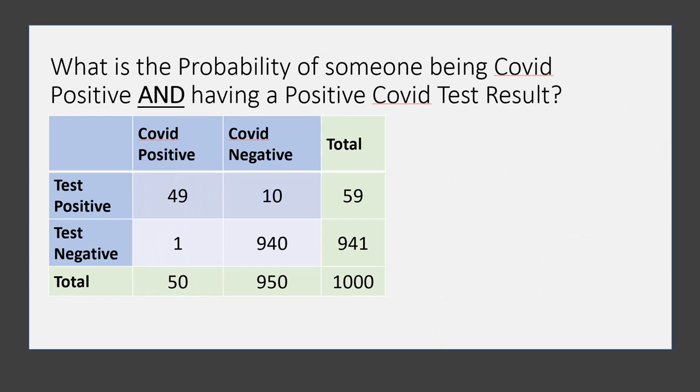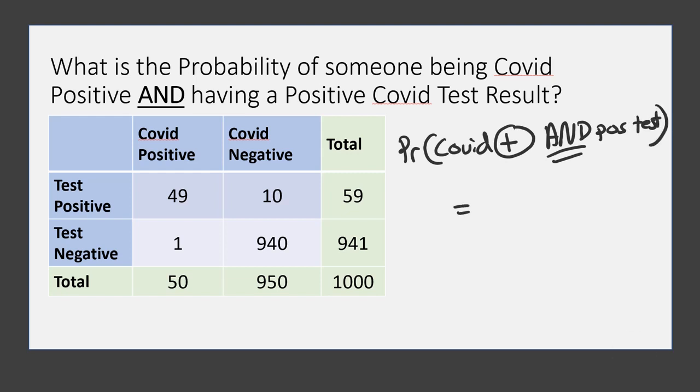Okay, one more thing I want to talk about is how do I find the probability of someone being COVID positive and having a positive COVID test? Okay, so notice that this is not using the word given, right? This is not a conditional probability. I'm not asking for a conditional probability right now, okay? What I'm asking for is the probability of being COVID positive, okay, and having a positive test. So how do I figure this out?